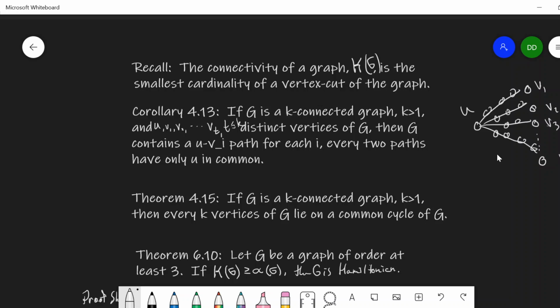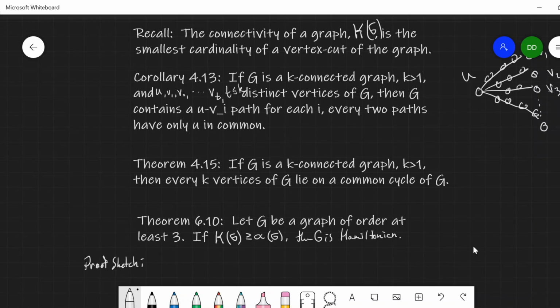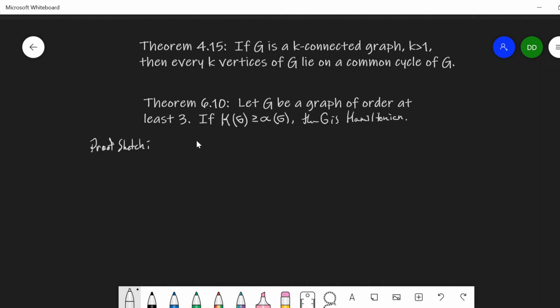I can find this. Also, theorem 4.15, if G is k-connected, then every k vertices of G lie on a common cycle of G. That'll be useful. And then finally, we're going to use these results to prove this theorem. So if G is a graph of order at least 3, if the vertex connectivity is at least the vertex independence number of the graph, then G is Hamiltonian. So if connectivity is at least the independence number, we are guaranteed that G is Hamiltonian.